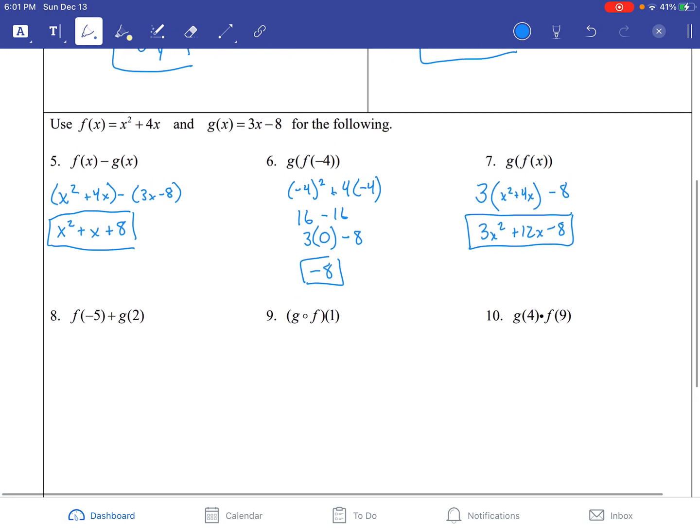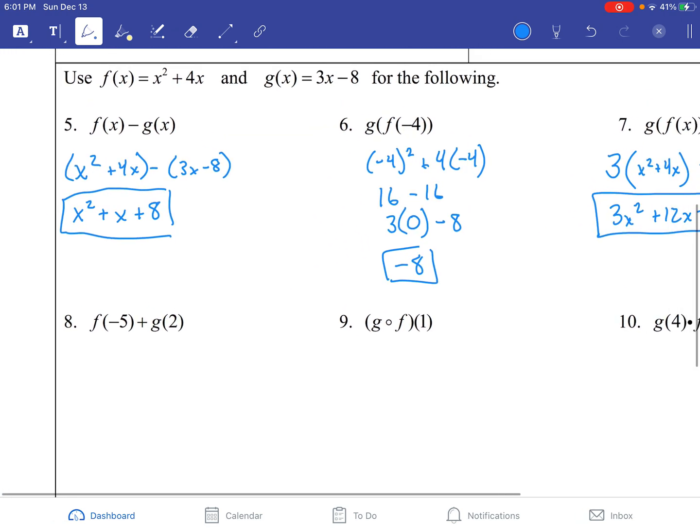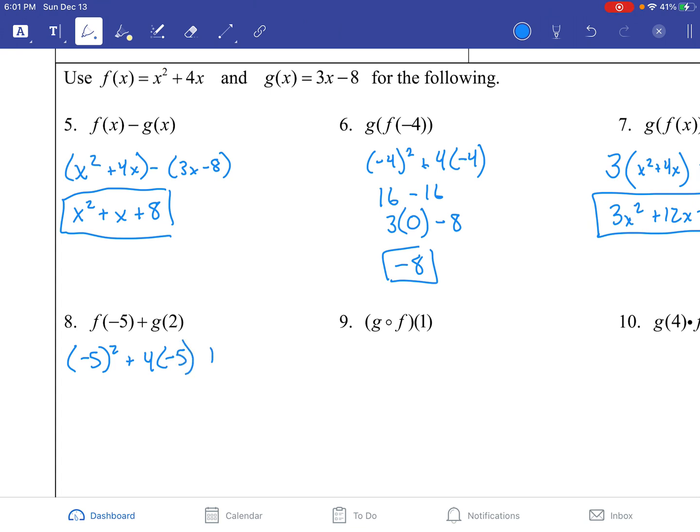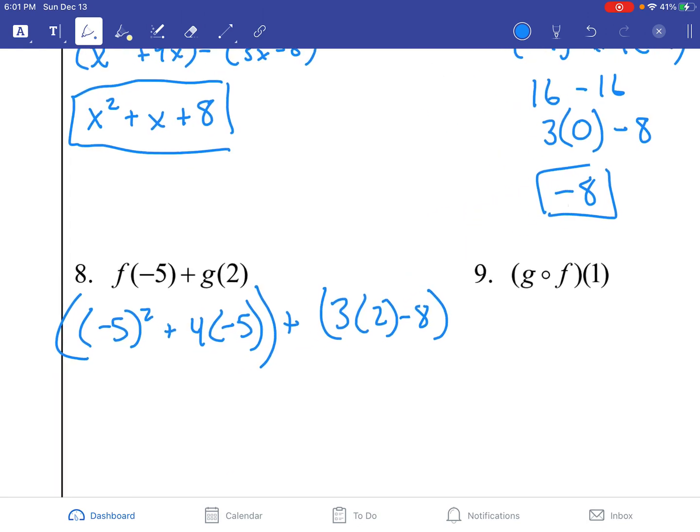On to number 8. We're going to put negative 5 in for the f function. So we have negative 5 squared plus 4 times negative 5, plus, we're going to put 2 in for the g function, 3 times 2 minus 8. And I'll put parentheses around both functions as a whole to make sure we keep them separated before we combine them later.